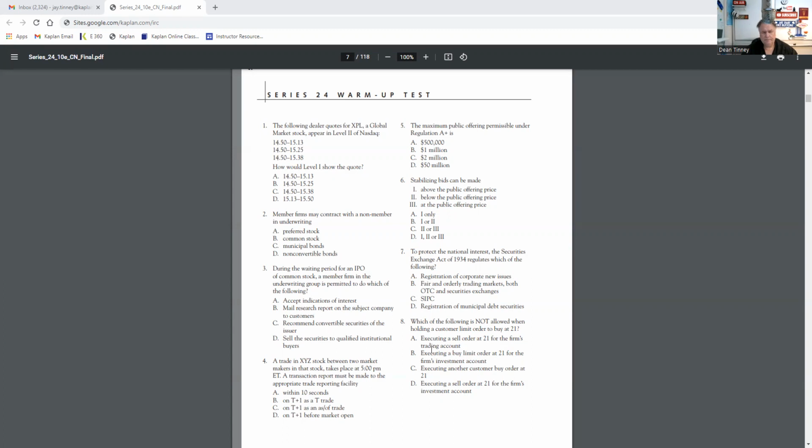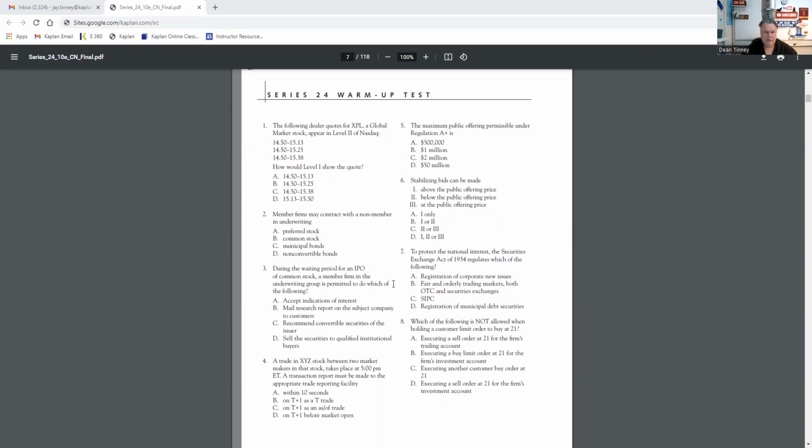All right, number 2. The answer to number 1 is A. Number 2, member firms may contract. By the way, what you might want to do is hit pause before I tell you what the answers are and explain them, and see how you did before I explain it to you. Number 2, member firms may contract with a non-member in underwriting.